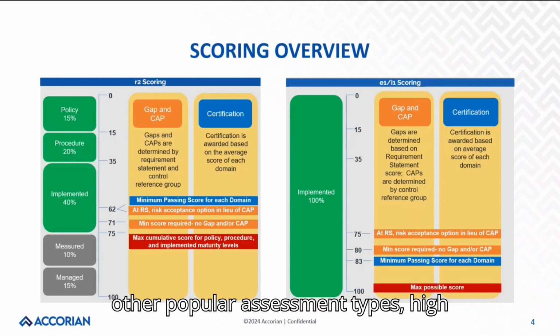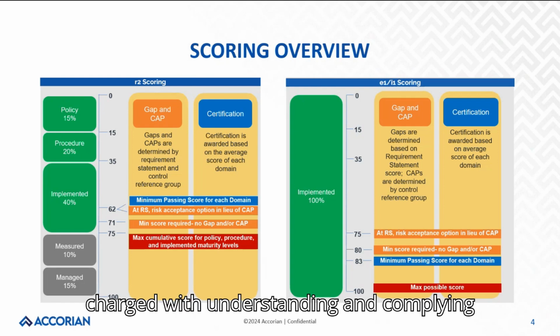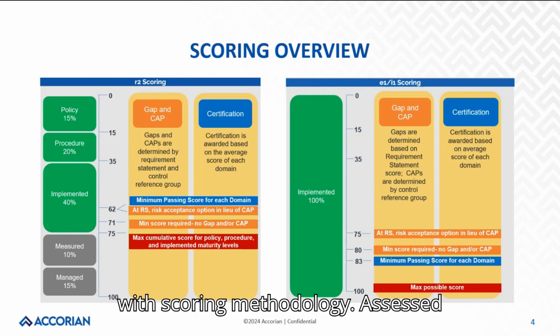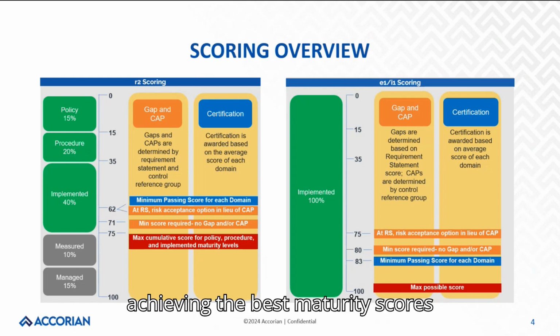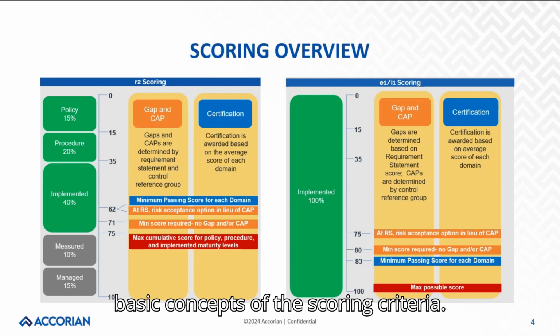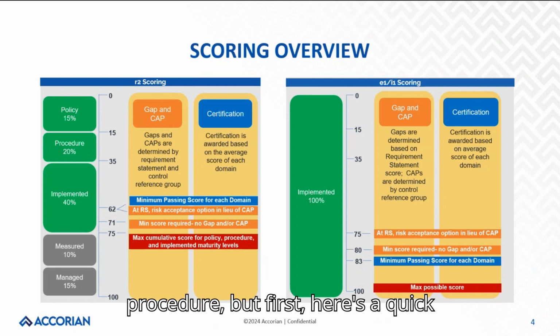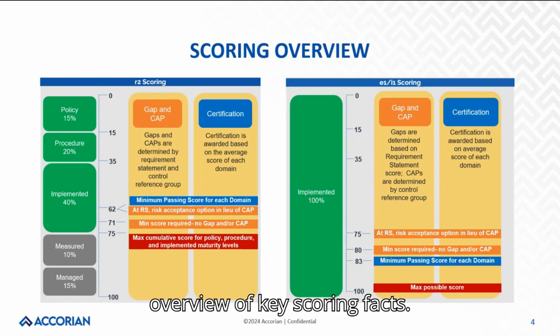Unlike other popular assessment types, HITRUST assessments are quasi-quantitative assessments. External assessors are charged with understanding and complying with scoring methodology. Assessed entities can help ensure that they're achieving the best maturity scores possible and the criteria for certification by first understanding basic concepts of the scoring criteria. Today we'll focus on policy and procedure, but first here's a quick overview of key scoring facts.